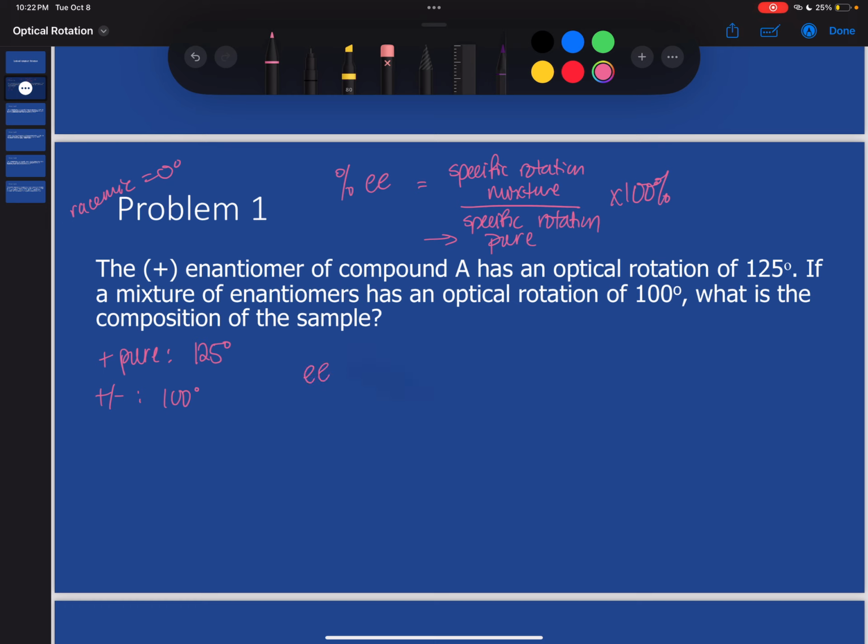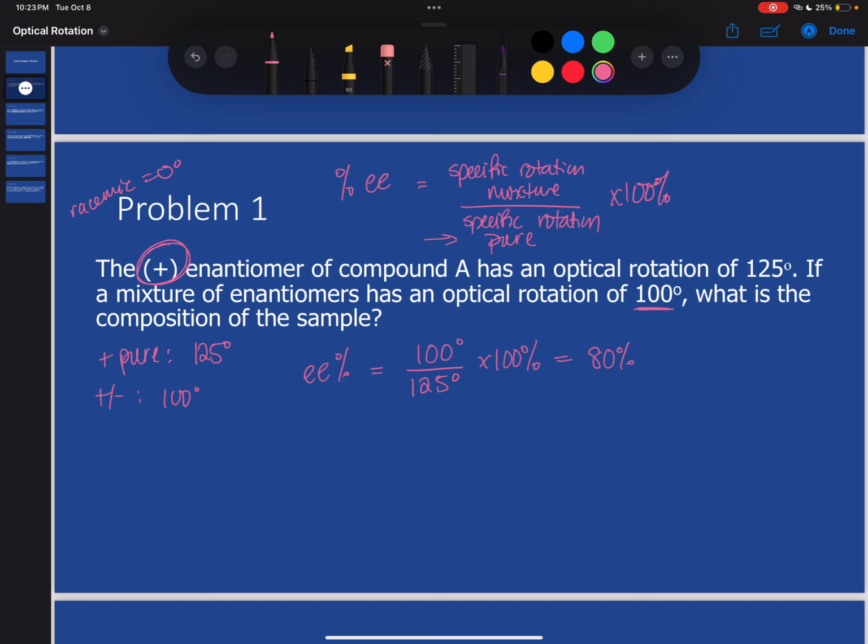If I want to find my percentage of EE, I take my mixture optical rotation and divide by the pure. One thing I can say is that because our mixture has a positive value, there's more of the positive enantiomer in the sample. But how much more, I can't say exactly without doing the calculation. So 100 divided by 125 times 100. I'm getting that I have 80% EE of this mixture.